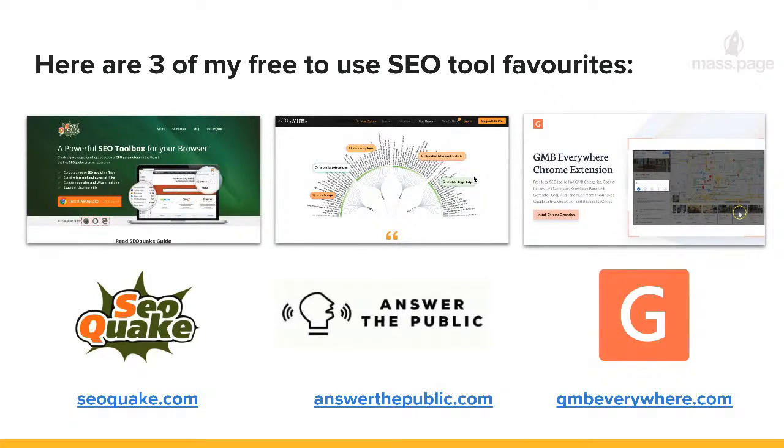Now, these might be familiar to everyone, and I hope they are because they're useful tools, but there might be some that are new. Certainly the third one, GMB Everywhere, is one that I've only just started using very recently, which I think has been really useful. So hopefully that's a new one. But things like SEO Quake are pretty popular, and Answer the Public's probably known to a lot of people, but I just wanted to share it anyway.